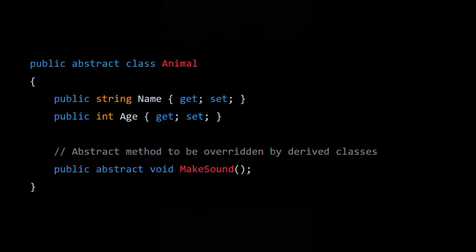First, let's create a class called Animal as the base class for all animals in our zoo. This class will contain basic properties like name and age, and we'll define it as an abstract class to enforce that it cannot be instantiated on its own.